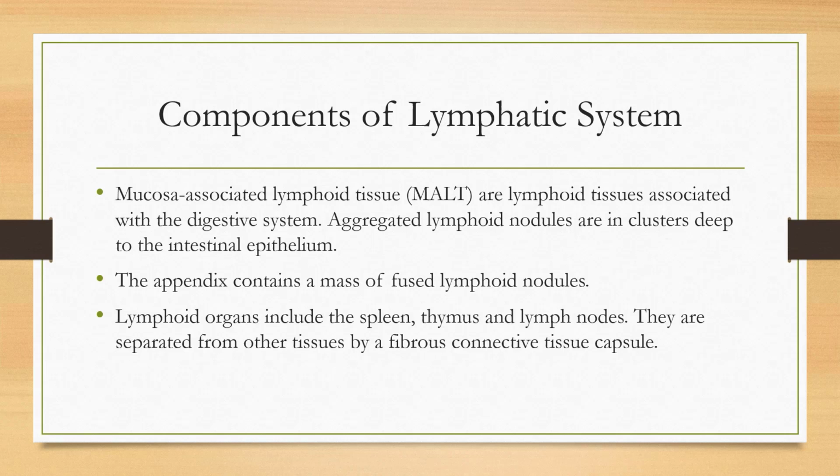Mucosa-associated lymphoid tissue, or MALT, is lymphoid tissue associated with the digestive system. Grouped lymphoid nodules are in clusters deep to the intestinal epithelium. The appendix is going to contain a mass of fused lymphoid nodules. And lymphoid organs are also going to include the spleen, thymus, and the lymph nodes. They're separated from the other tissues around by a fibrous connective tissue capsule.